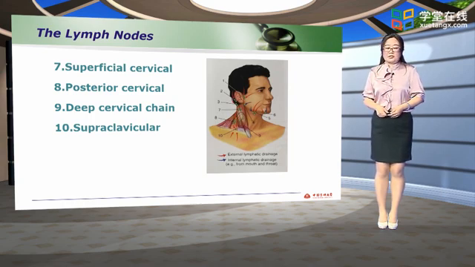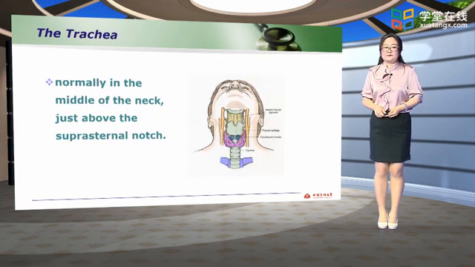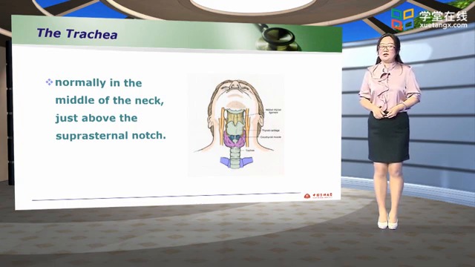The last one, supraclavicular. First, we should find the bone, the clavicle, and we palpate the supraclavicular lymph nodes above the bone. Okay, let's review together the order. When we examine the lymph nodes, we follow the order of preauricular, posterior auricular, occipital, tonsillar, submandibular, submental, anterior cervical, posterior cervical, deep cervical chain, and supraclavicular. Do you remember that?